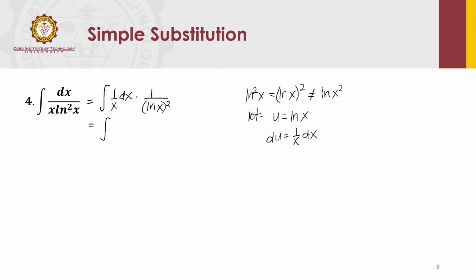The u, which is ln of x, we can substitute later. So let's just write it as 1 over u squared and 1 over x dx as your du, so that you can use the power rule. So you put the expression on top, in the numerator, so it becomes u to the negative 2. Using the power rule, we have u to the power of negative 1 over negative 1 plus c.